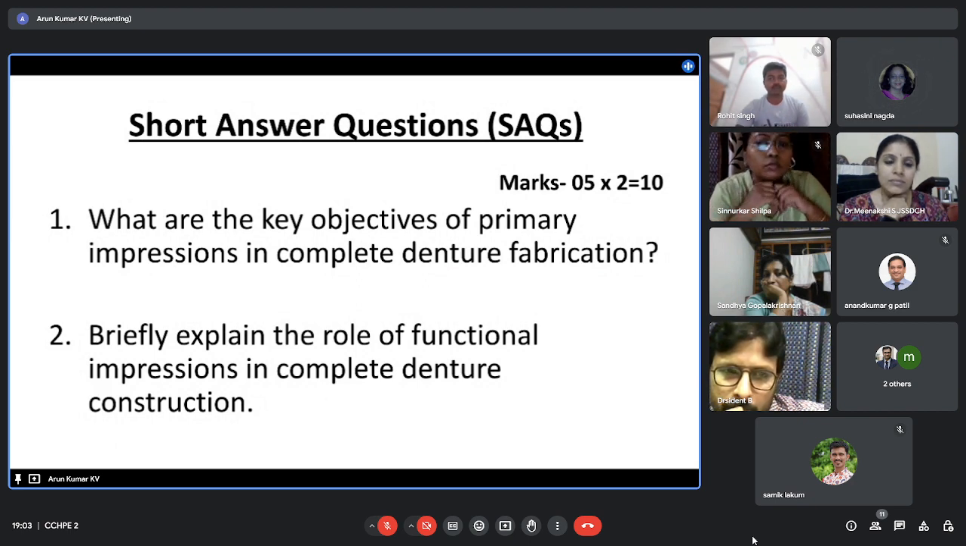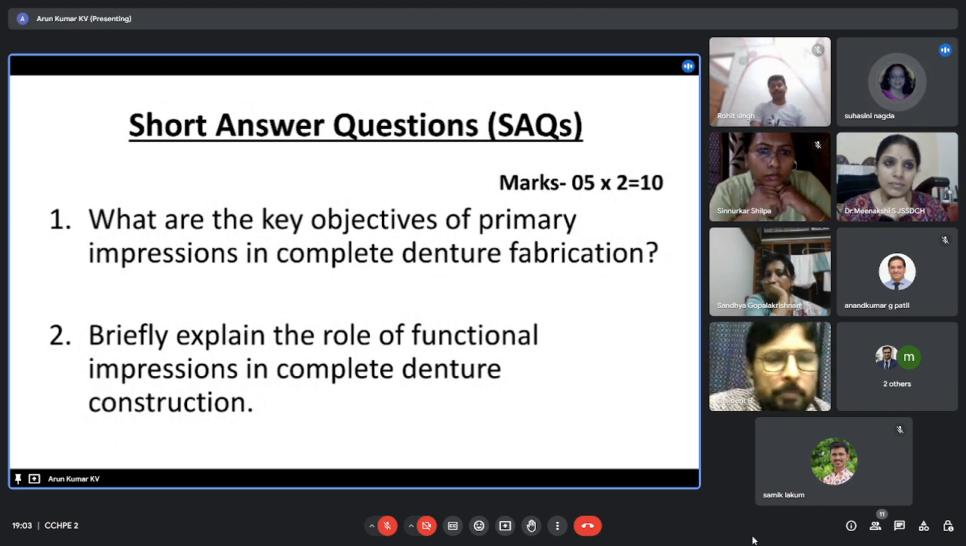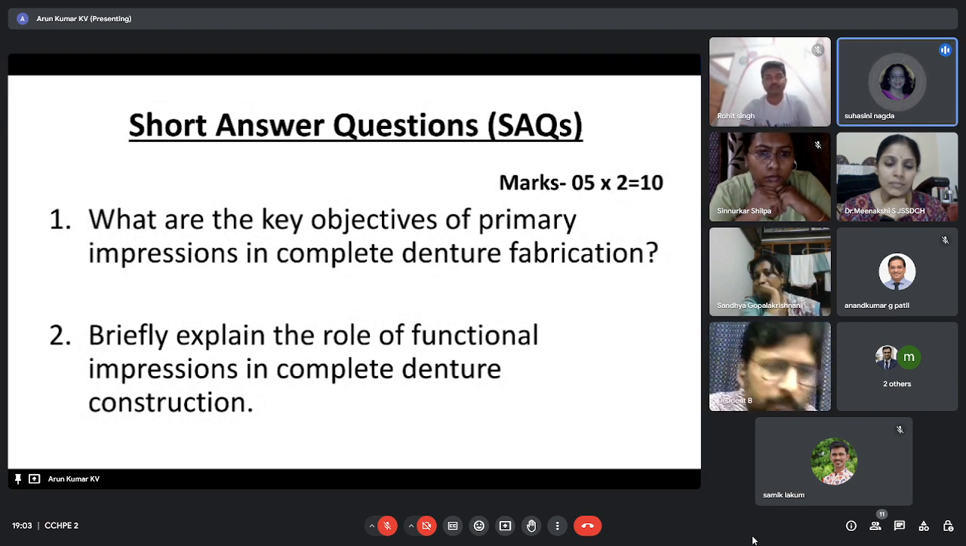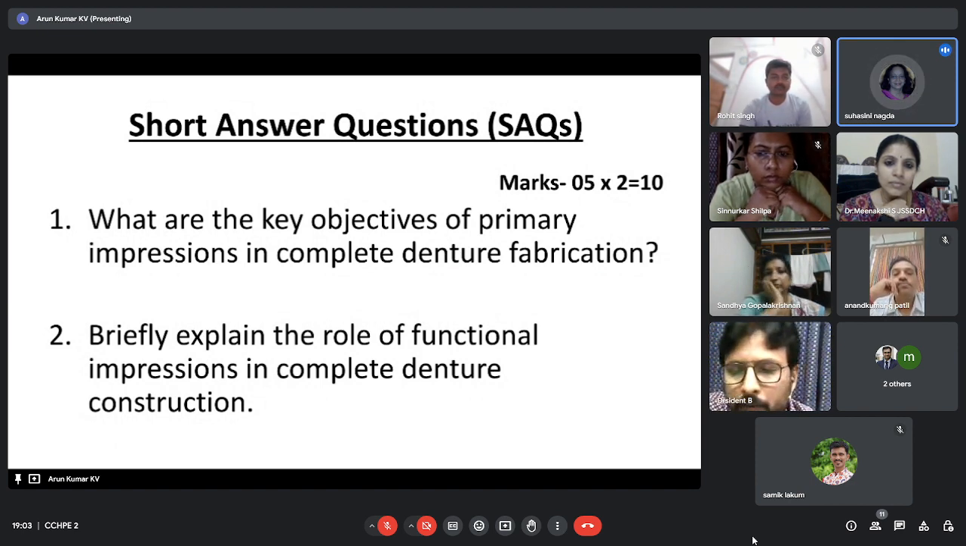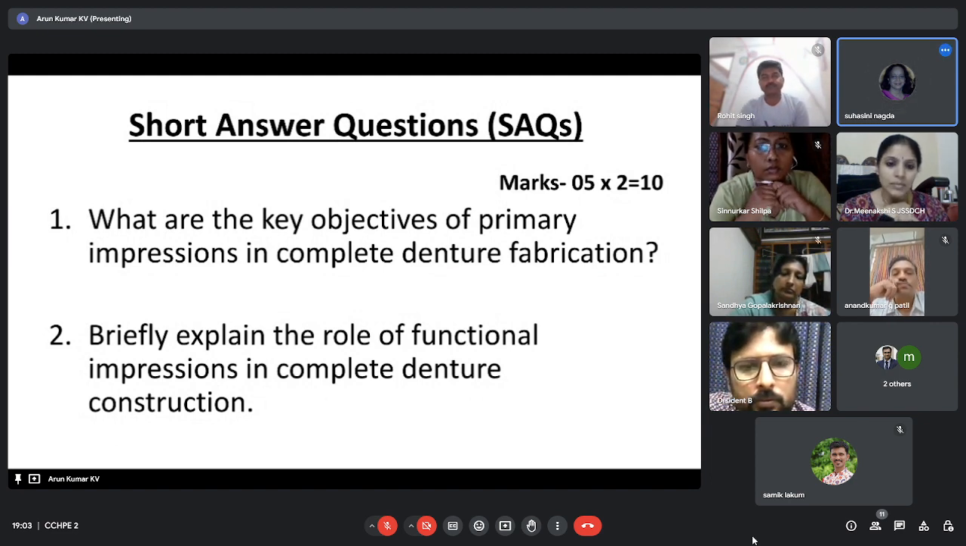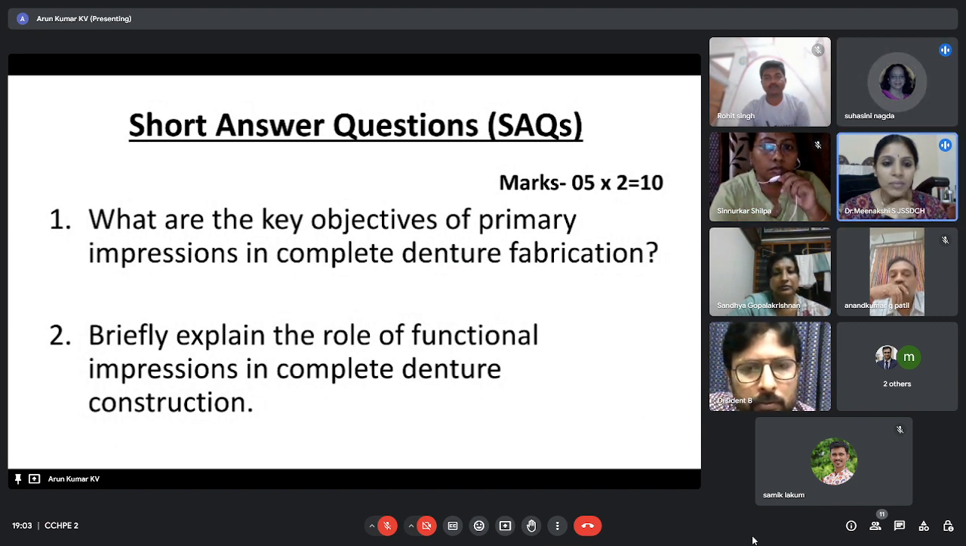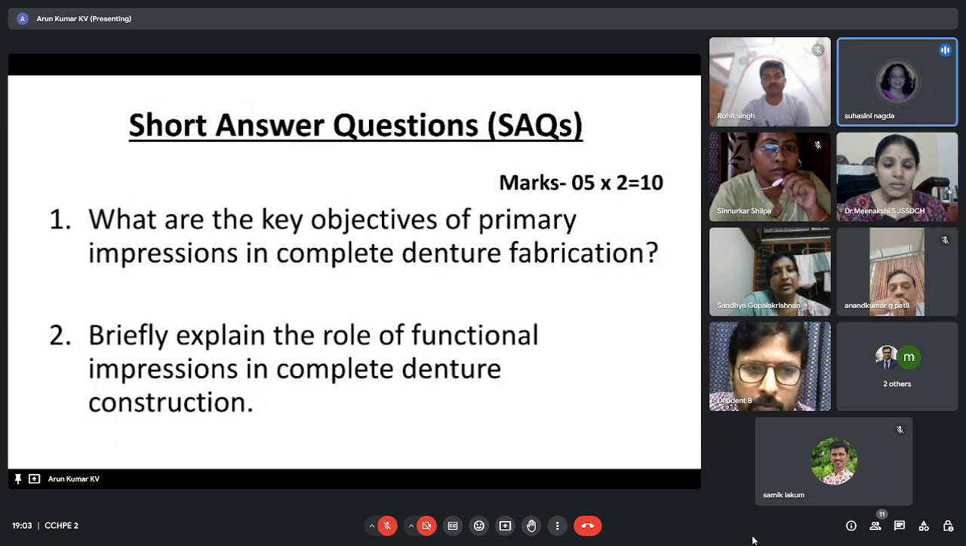If we are saying enumerate or list, you can say: what are the key objectives of primary impression making in complete denture? Briefly enumerate or explain, describe. "Enumerate and explain the objectives of primary impression" and "enumerate and explain" are the same. Briefly, add explain.